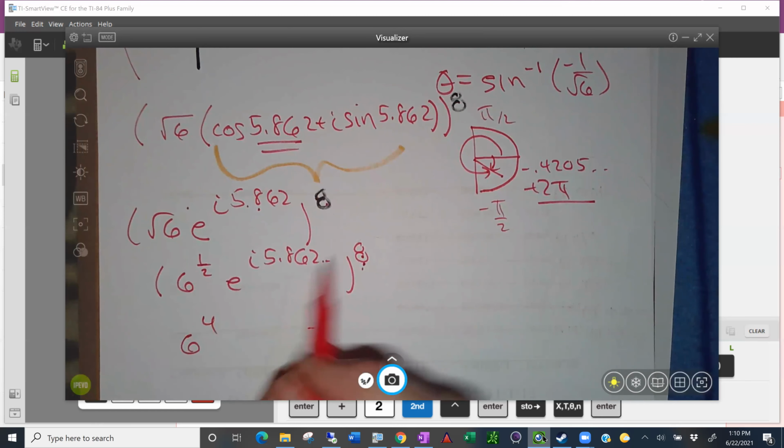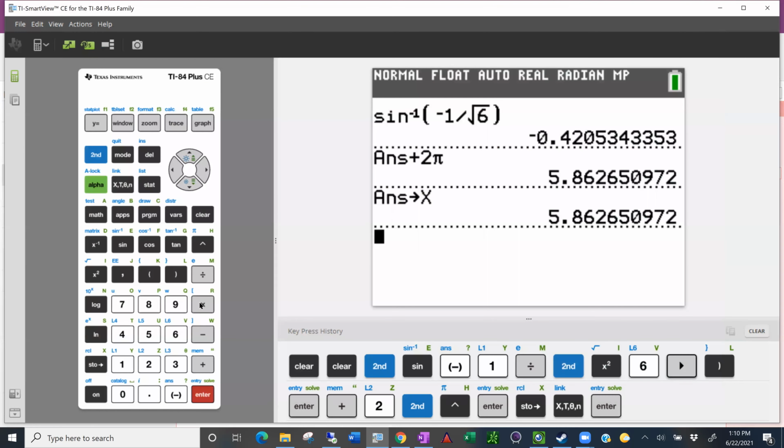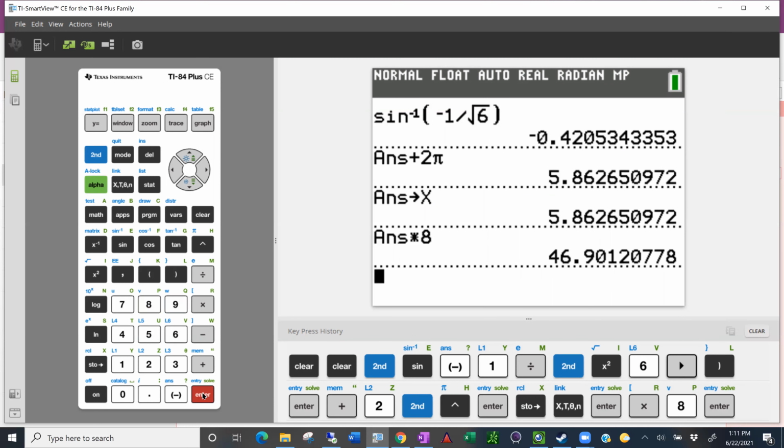And then 8 times this is going to be, I don't know. Let's find out. You have it stored in X, so I'll just hit the times key, and it'll take my previous answer times 8. And there you go, 46.901. So it's going to be e to the I times 46.901.